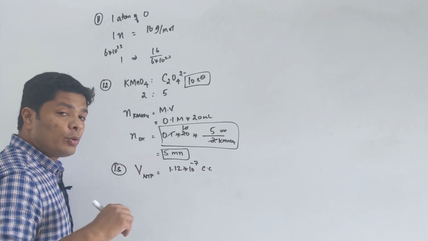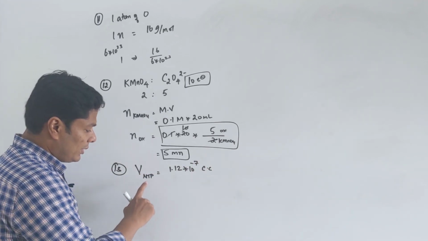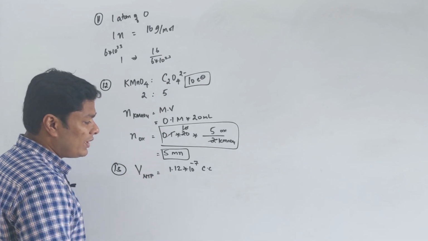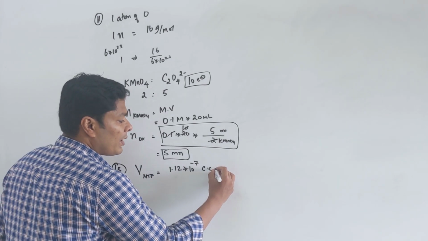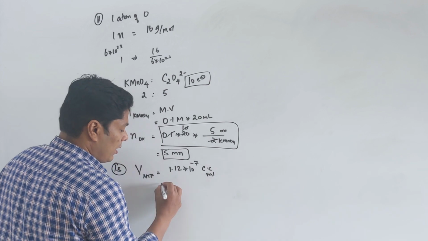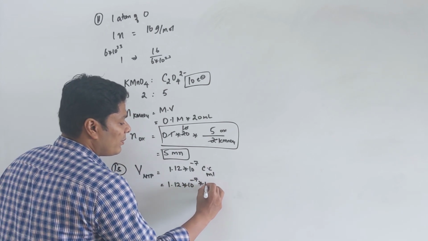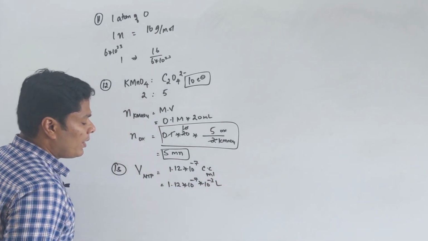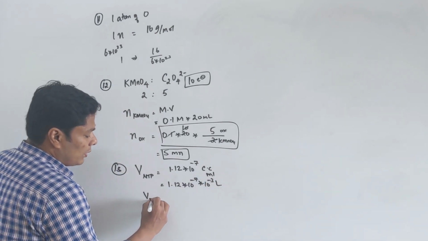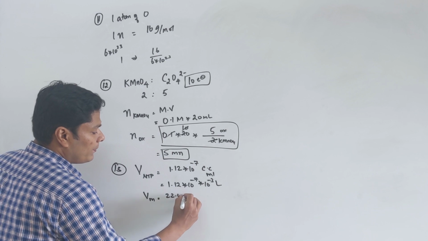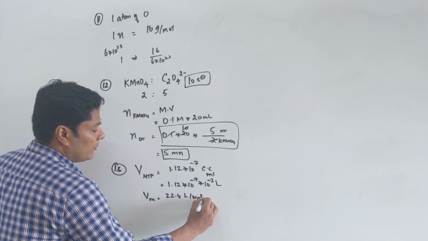Now I told you 22.4, that is per mole. I don't know how many moles are there, but this is the volume they are giving me, which is nothing but cc is mL, or 1.12 times 10 to the power minus 7 times 10 to the power minus 3 liters. I know molar volume is 22.4 liter per mole.